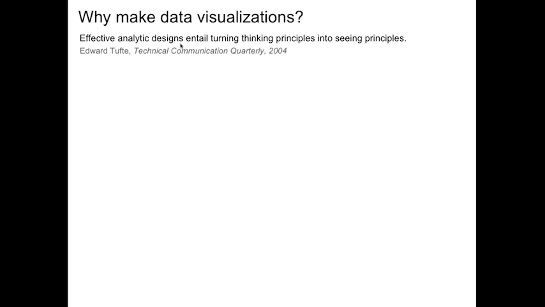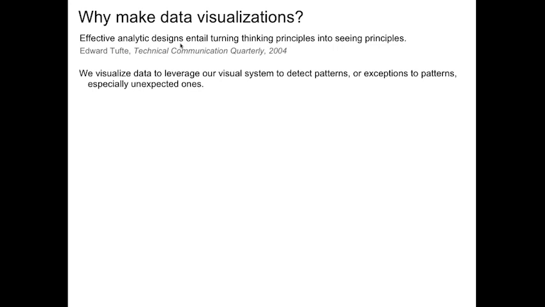You want to find patterns and trends and outliers. Which of these things is bigger? Which of these things is not like the other? So we take something like that. I would say that we visualize data to leverage our visual system to detect patterns. Guess what our visual system is very good at doing? Or exceptions to patterns, especially unexpected ones. This is why we make a data visualization instead of a spreadsheet.